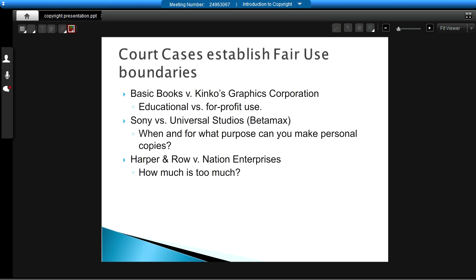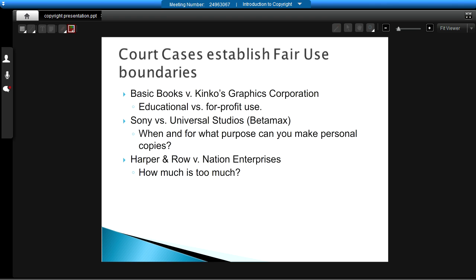In each of these cases, some level of boundary was established to help us operate and apply fair use. At least, well, not always in education. A lot of this was outside of education. The first case, however, is everyone's favorite, the Kinko's case. This was a case where there were some universities and colleges in New York City who had been using Kinko's to create course packs.